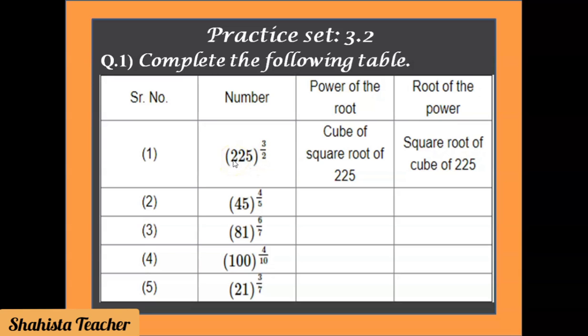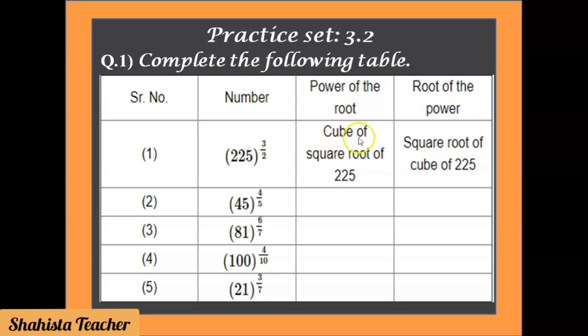As I taught you in practice set 3.1, what I told you: जो नंबर नीचे है वो बेस है और जो नंबर ऊपर की तरफ है वो इंडेक्स नंबर है. तो यहाँ पर 225 बेस है और 3 upon 2 जो है वो इंडेक्स नंबर है. अभी इंडेक्स नंबर में भी हमको पता रहना चाहिए कि कौन सा पावर है और कौन सा रूट नंबर है. तो जो न्यूमरेटर है वो पावर है और जो डिनोमिनेटर है वो रूट है. इज दैट क्लियर? So we have to write in this form: power of the root and root of the power. Numerator is the power and denominator is the root.